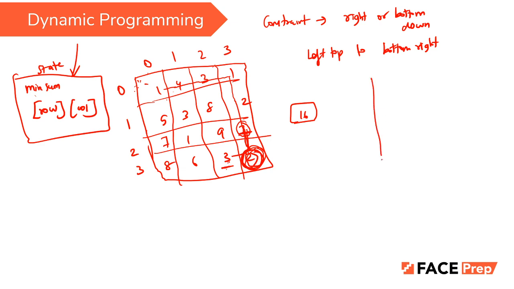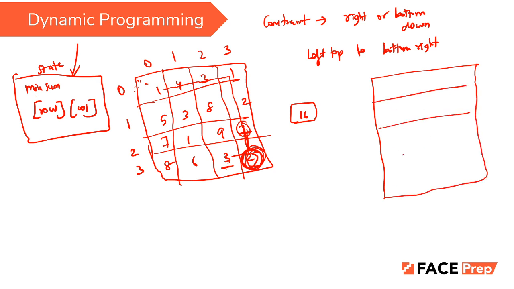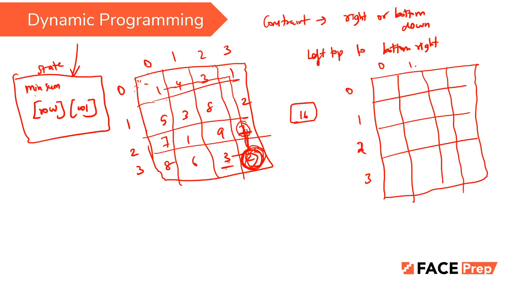Right, I am going to draw a table. So we spoke about tabulation, right? So this is a table. I am going to draw a table. This is why it's called tabulation. Basically, you are tabulating the state, right? So now I am going to say that 0, 0, 1, 2, 3, 1, 2, 3.